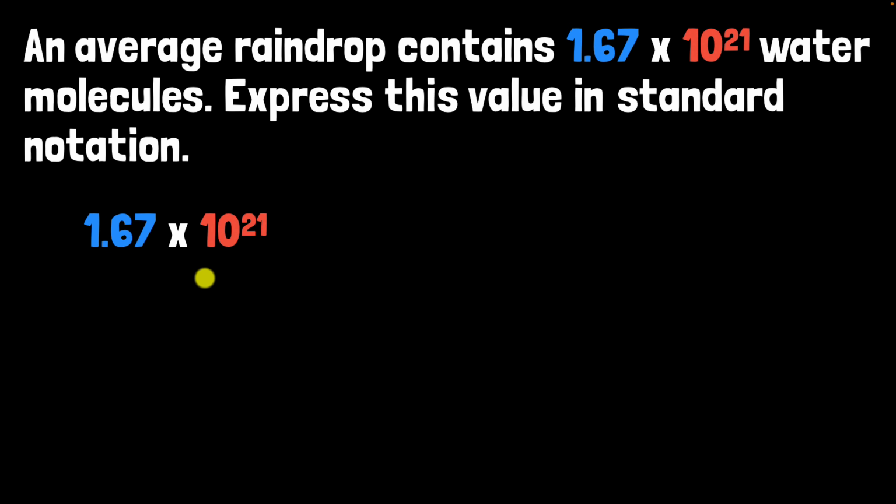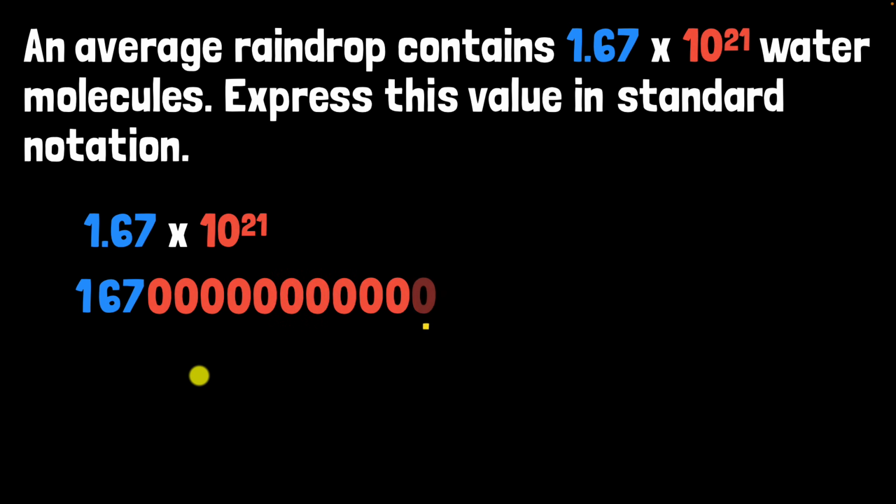So let's do that. So we start with 1.67. Here's the decimal, and we're going to shift it to the right 21 times. So let's do that. Let's count it together. 1, 2, 3, 4, 5, 6, 7, 8, 9, 10, 11, 12, 13, 14, 15, 16, 17, 18, 19, 20, 21. So that's the answer. This is how we express it in the standard notation.